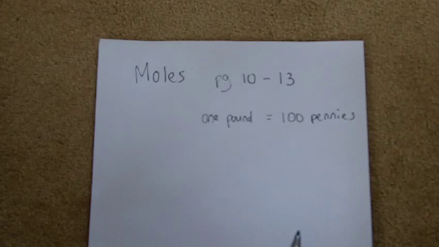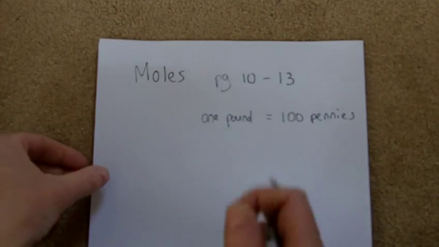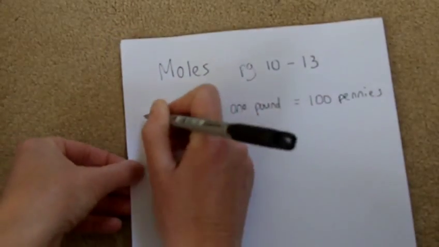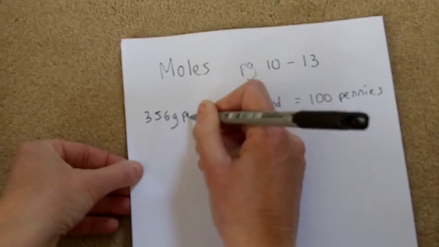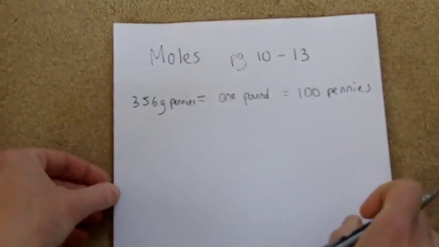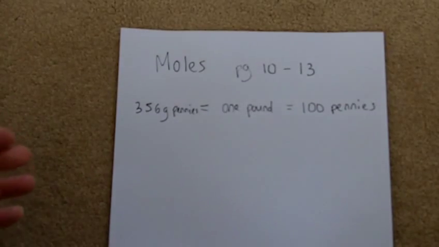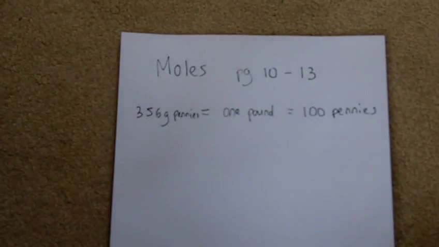And what does the cashier do? Does the cashier count every single one of your pennies and say, yes, you've got 100 pennies, you can have £1? Or does the cashier do something else? The cashier will weigh the whole bag of coins. The cashier knows that 356 grams of pennies is equal to £1 and is equal to 100 pennies. And if your bag weighs 356 grams, then you can have your pound.